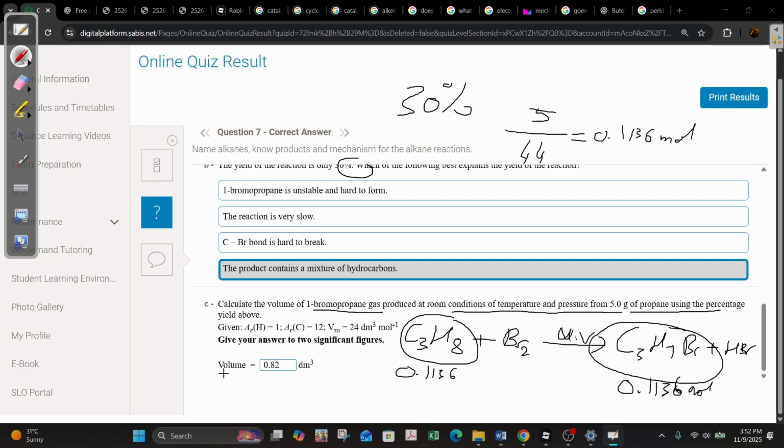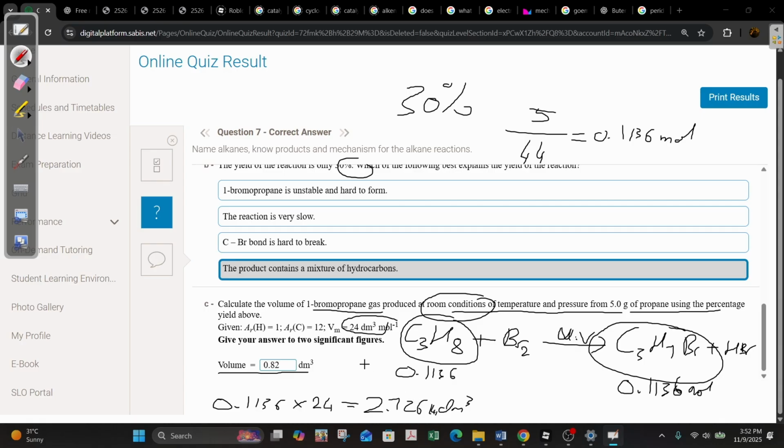Now this is only in mole. We want to convert it to volume. How do we do that? Since it is in room RTP conditions, it will be 24 decimeter cube. So it will be 0.1136 times 24. And this will give you around 2.7264 decimeter cube.